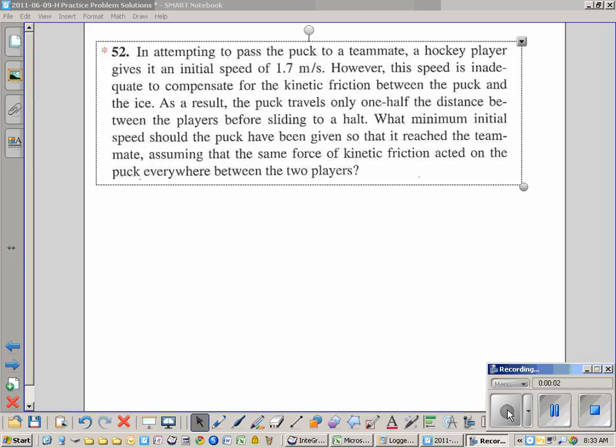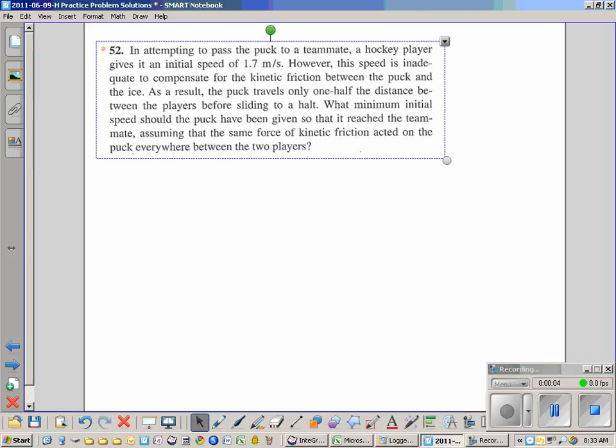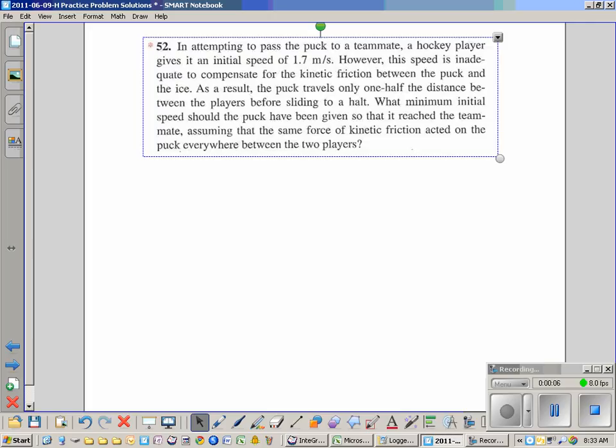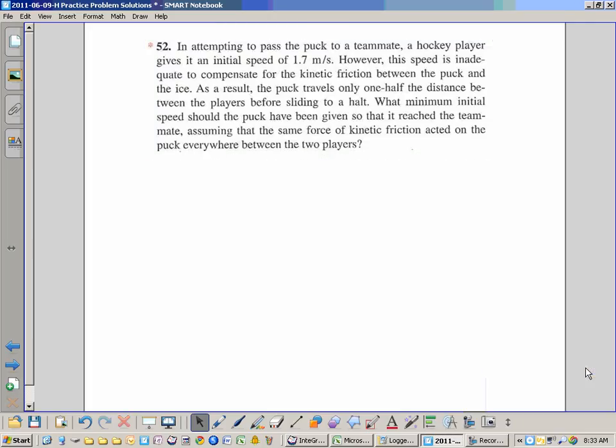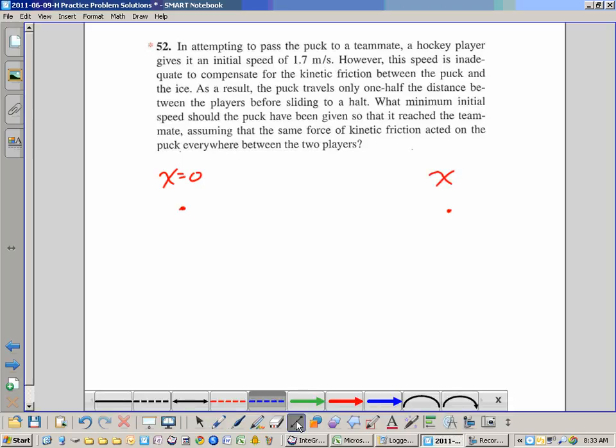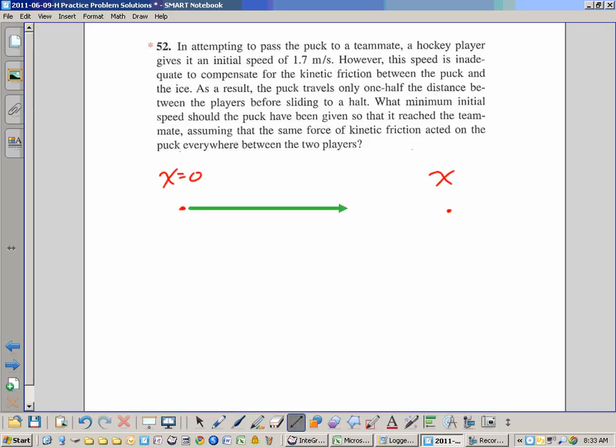So with the hockey player, we're dealing with ratios, as I said, stuff we've been doing all year, things that are valuable to you even when you're not a physics student: understanding how a change in one thing creates a change in another. All right, so we have a hockey player. He's some distance from his pal. We'll call this x equal to 0, and his teammate's over here, and we'll call that distance x. So he tries to pass it to him, yet is unsuccessful.